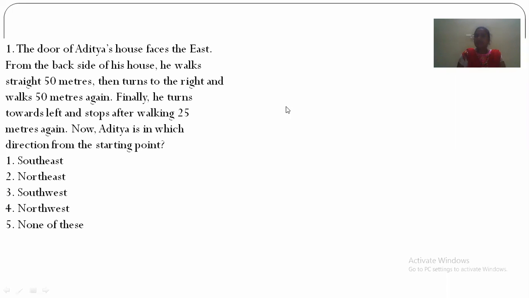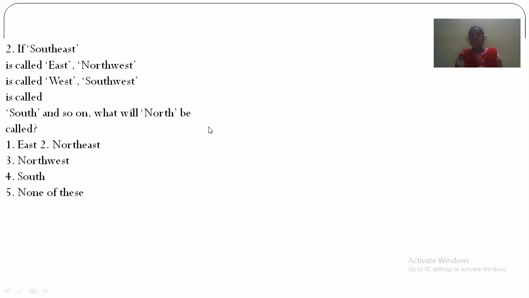Suppose in the same question they had asked from the ending point, in which direction is the starting point, then the starting point is in the southeast direction. So we have to observe carefully what the questions are asking and from which point they are asking. Here they asked from the starting point, so from that point you have to draw the plus symbol. Like this, we have to answer. Let's move on to the next problem.